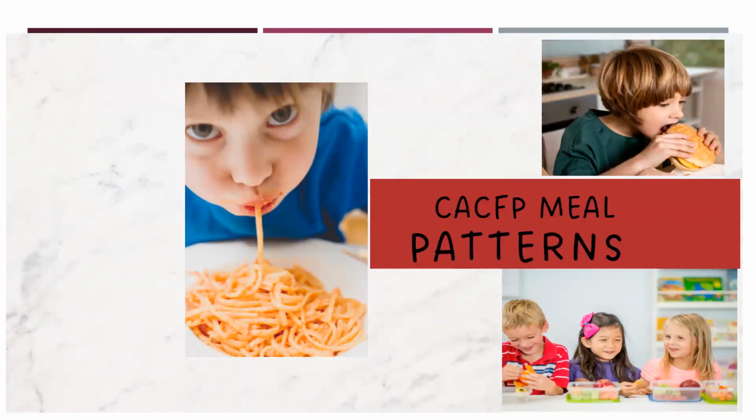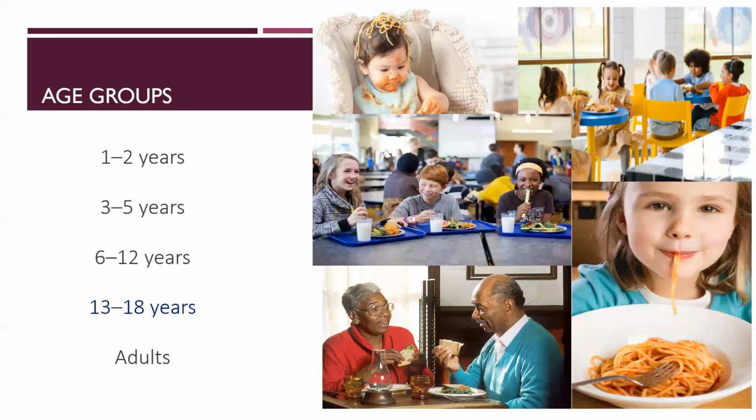We spent a great deal of time reviewing the food components that make up CACFP meal patterns. Now we're going to move our attention to the age ranges and serving sizes needed to make a meal creditable and reimbursable. Here we go. Each meal pattern is broken down by the age groups listed on this slide. Minimum serving sizes for each of the components are identified by age group in each meal pattern.